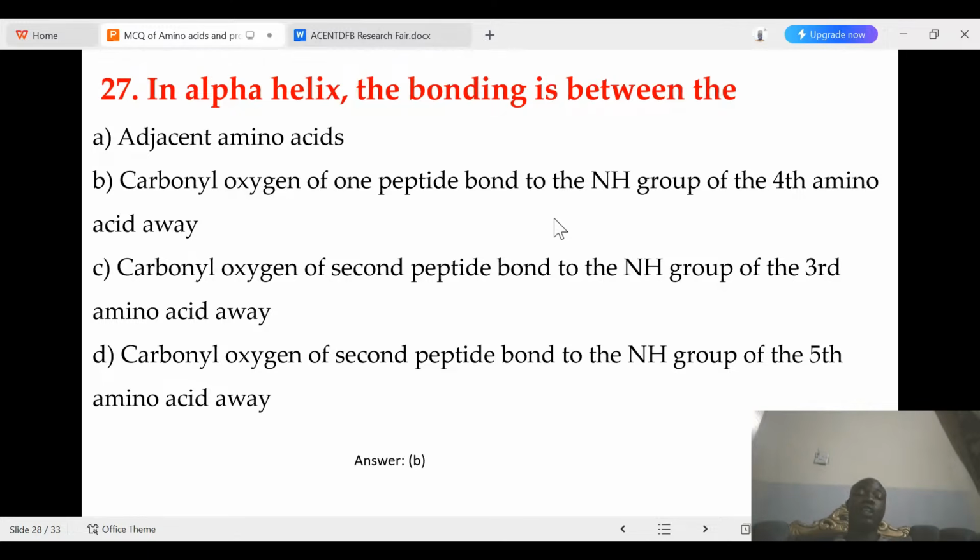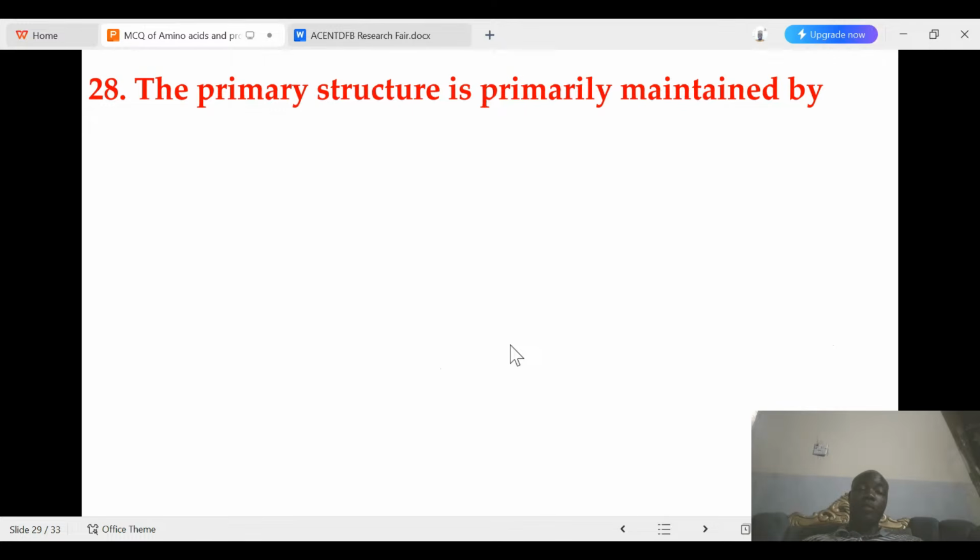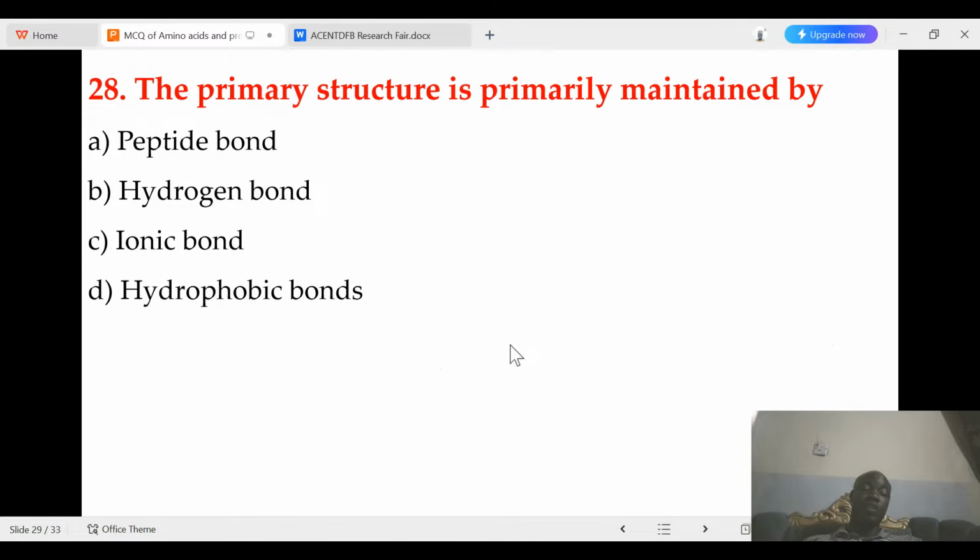So it means that the bonding is between the oxygen of one peptide bond and the amino group of the amino acid away. So the answer is B. So let's look at question 28. The primary structure is primarily maintained by A, peptide bond, B, hydrogen bond, C, ionic bond, D, hydrophobic bond.